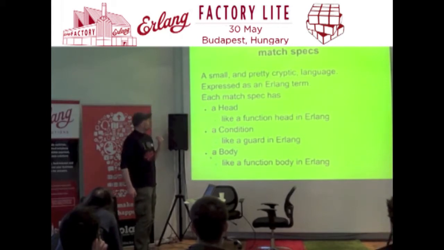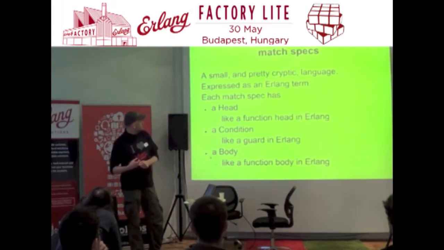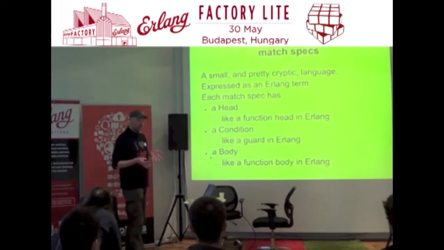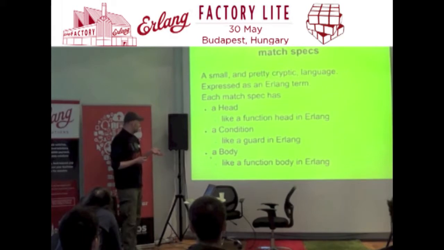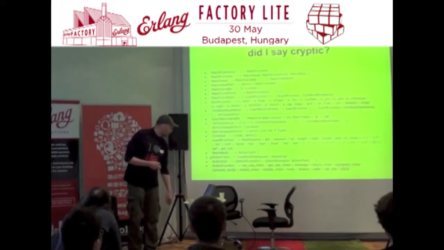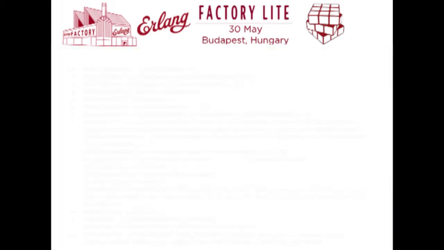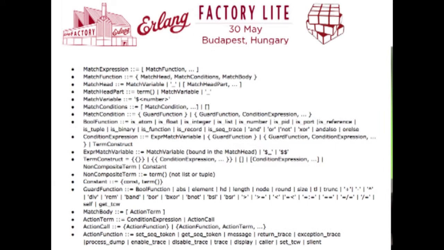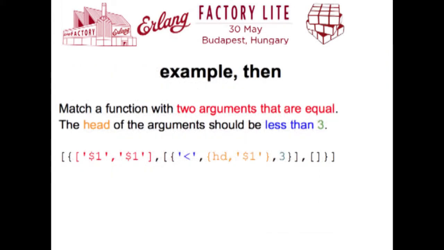And the match spec has a head, a condition, and a body. So the head is like the function head. You can set up a match on the arguments that the function is called with. The condition is like a guard, and there's a body that tells you what to do. Let's look at an example. Here's part of the specification of this match spec language. At least I think that's pretty cryptic, but maybe not for you, eggheads.